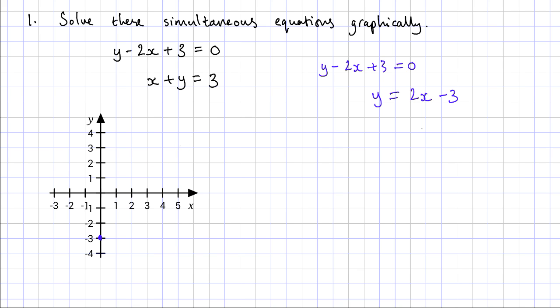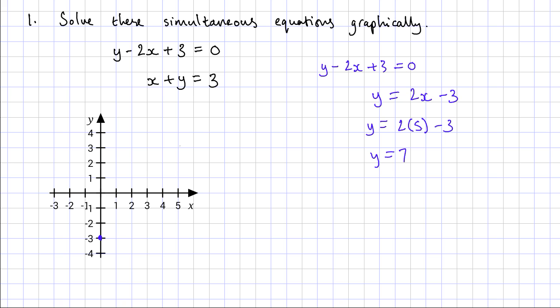So I'm going to look at what my y is when x is equal to 5. Minus 3. So 2 times 5 is 10, take away 3 is 7. So I can't fit that on my graph. So y is equal to 7. So I'm going to look for another point. Let's try 3 now. So what is y?